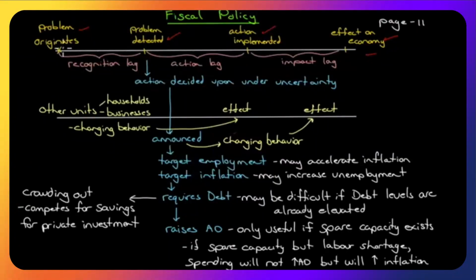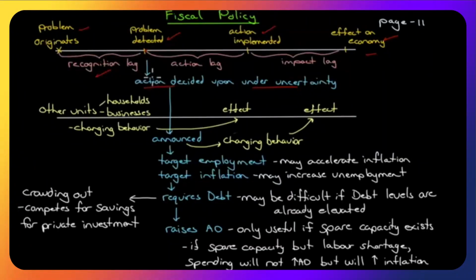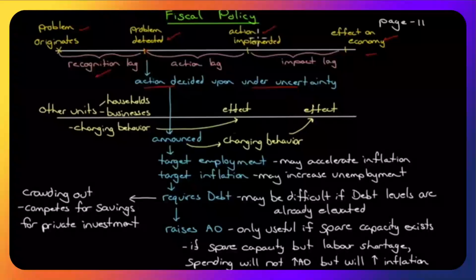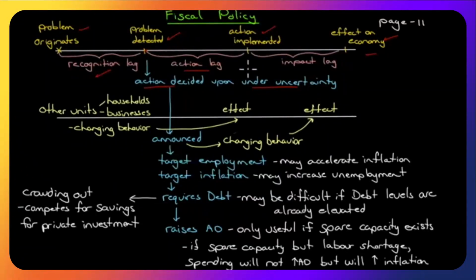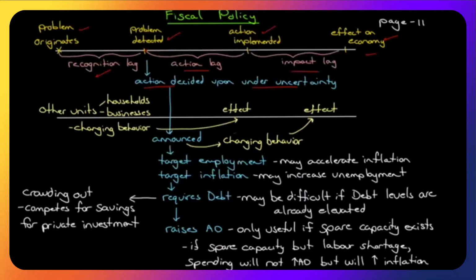So the time from problem origination to problem detection is called a recognition lag. The time from detection to when action is decided upon, and all action is decided upon under conditions of uncertainty, to the time you implement it, is called the action lag, and from implementation to its effect is called the impact lag.